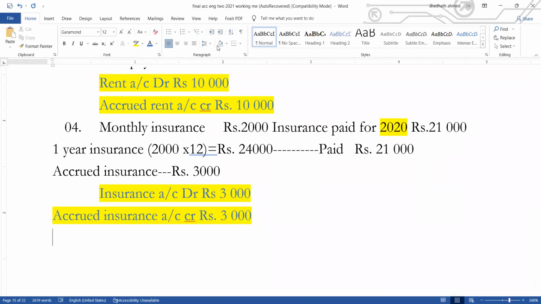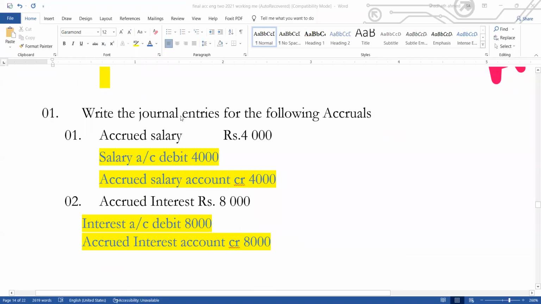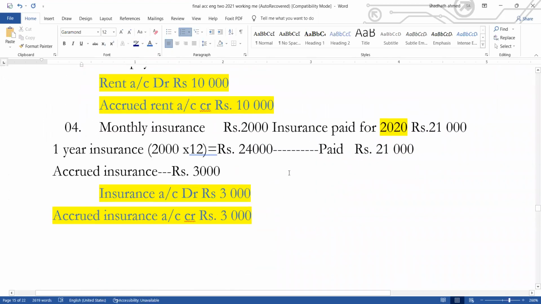Do anyone have doubt? They asked us to write the double entry for what? Write the journal entry for the following what? Accruals. They say write the double entries for accruals. Therefore, we have to write only for accruals. No need to write for cash. Any doubt? Please ask.